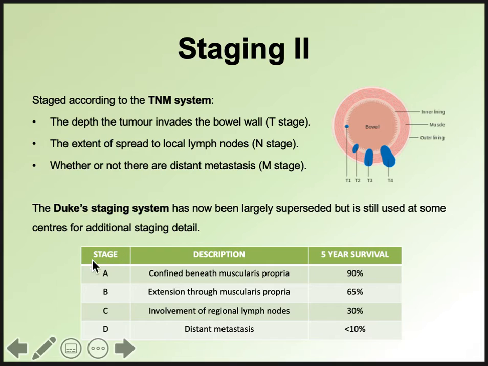So the Duke staging system is basically an A to D system, looking at whether it's confined beneath the muscularis propria or whether the lesion extends through the muscularis propria, or there's involvement of regional lymph nodes or distant metastases. The higher the stage, the lower the 5-year survival.